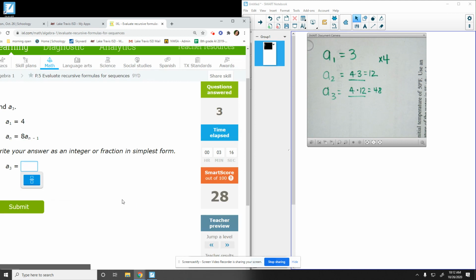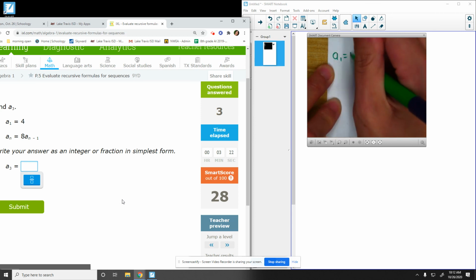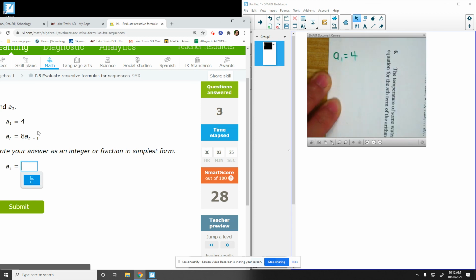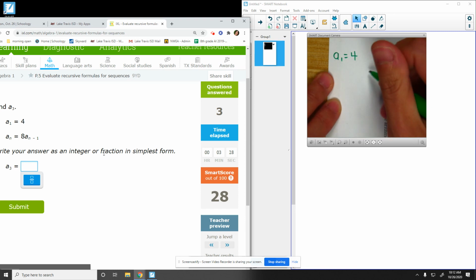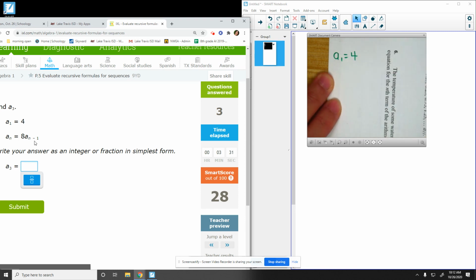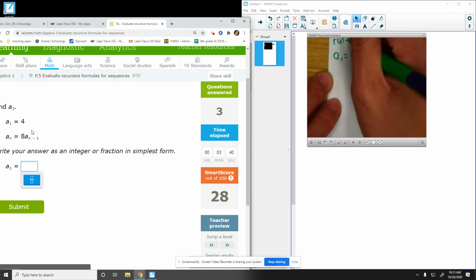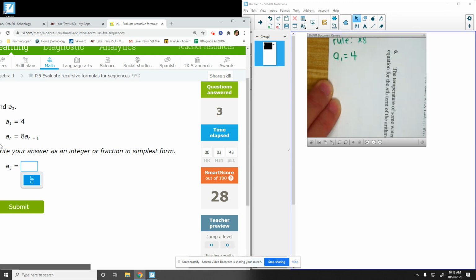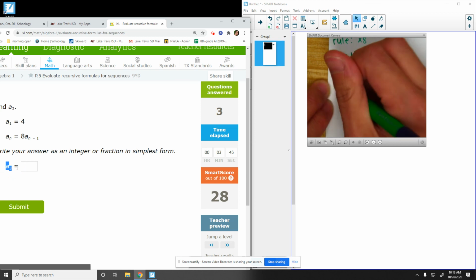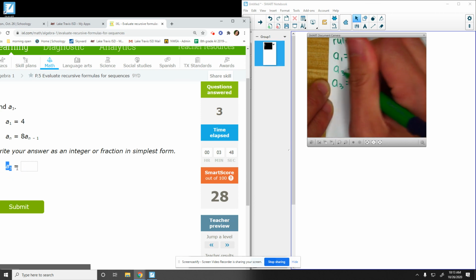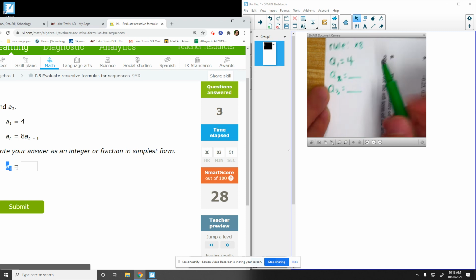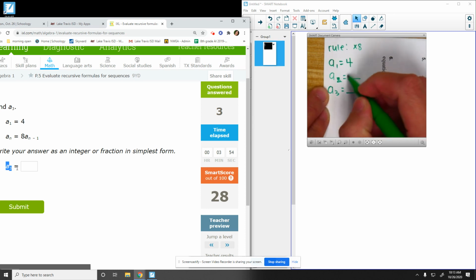Okay, so let me just do one more with you to drive it home. Right here, you have A1, they said it's 4. What's your rule? Times what? Times 8. So your rule is times 8. You're looking for A3. Well, I can't know A3 before I find out A2. So if my rule is times 8, I'm doing 4 times 8, which is 32.